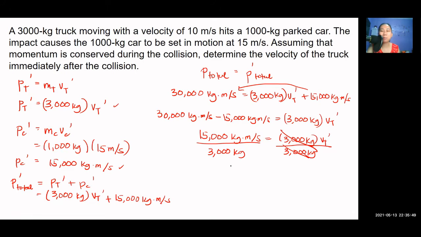Okay? So, meron tayo ngayong Vt prime is equal to, so 15,000 kilograms meter per second. If you notice, makakancel yung unit dito ng kilograms. So, pag dinivide natin ito sa 3,000 kilograms, ang makukuha nating value dito is 5 meters per second. Okay, so ito na yung velocity ng truck after the collision.